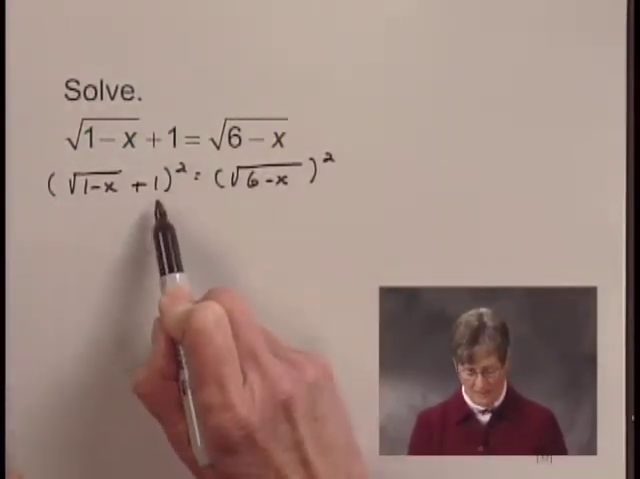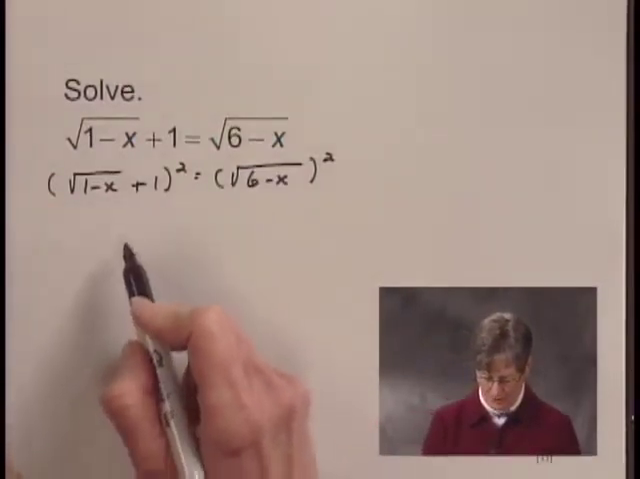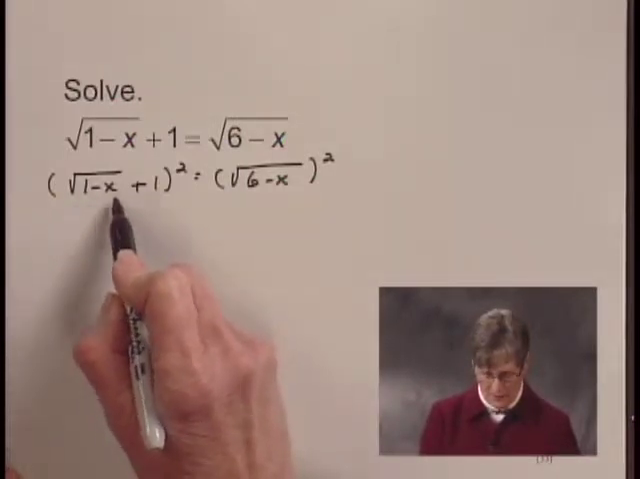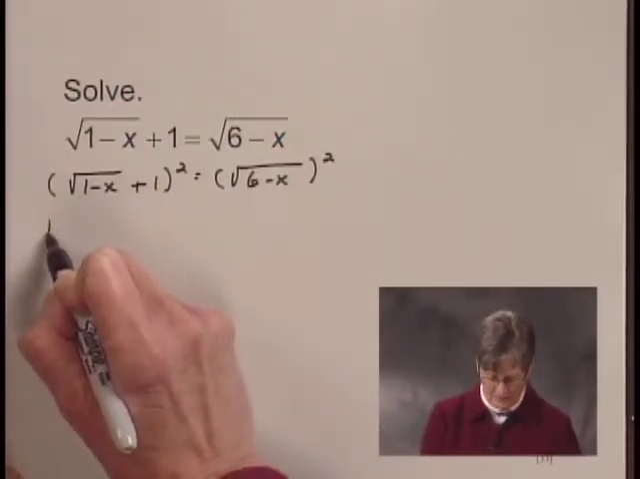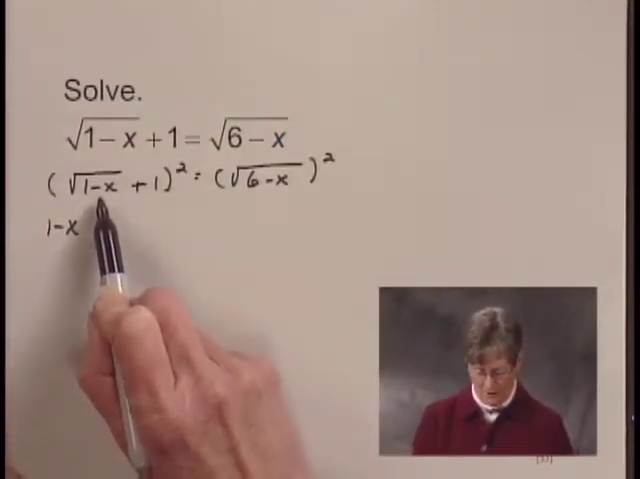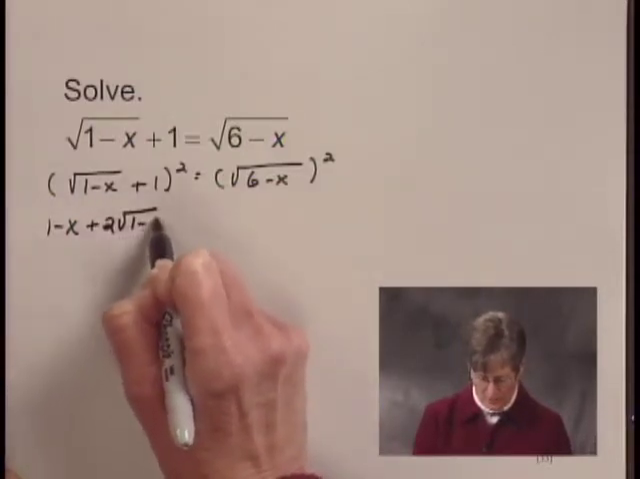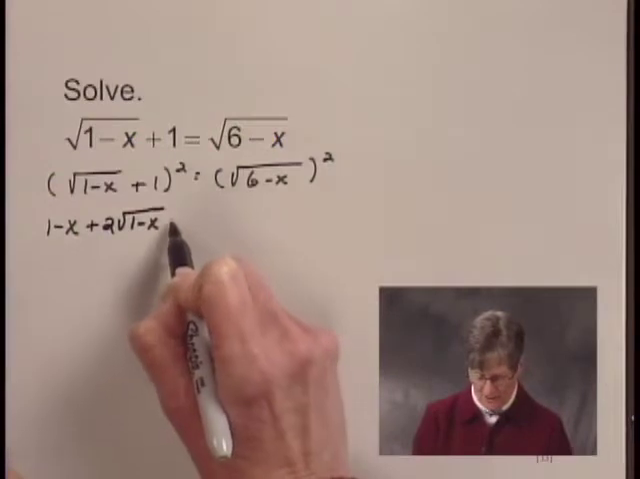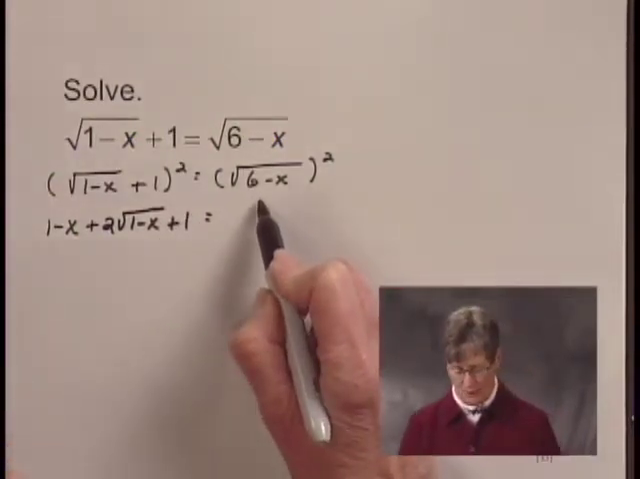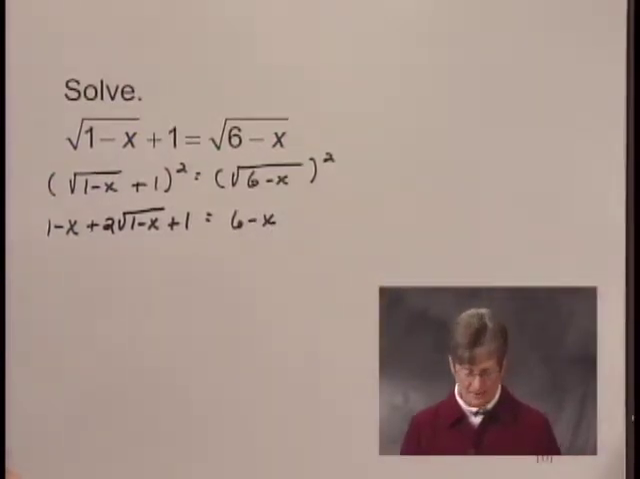Now on the left-hand side, I'm going to use the rule for squaring a binomial to do this procedure. I will first square the square root of 1 minus x. The square root of 1 minus x squared is 1 minus x. Then I'll get 2 times the square root of 1 minus x times 1. So I'll have 2 times the square root of 1 minus x. And finally, I'll have 1 squared, which is 1. And on the right-hand side, the square root of 6 minus x squared is 6 minus x.